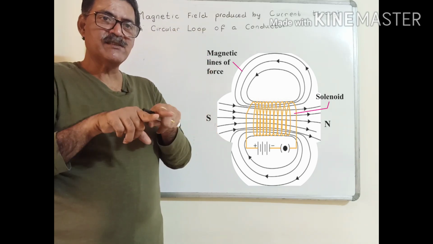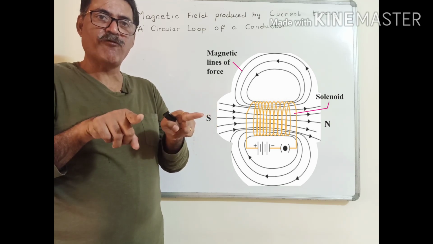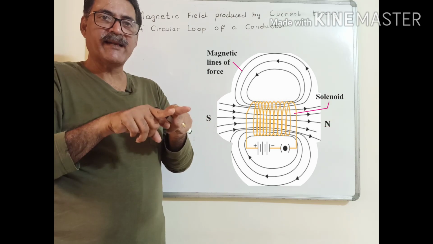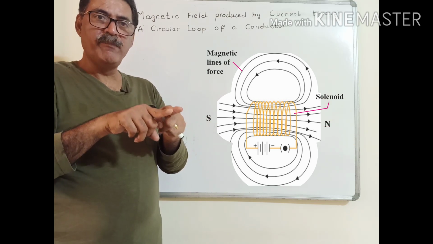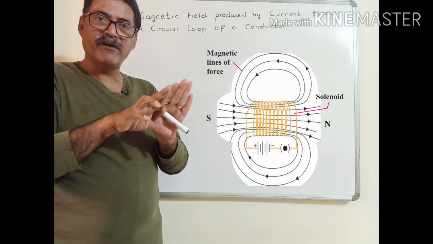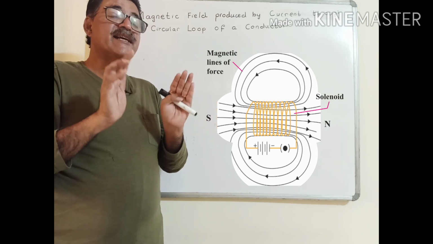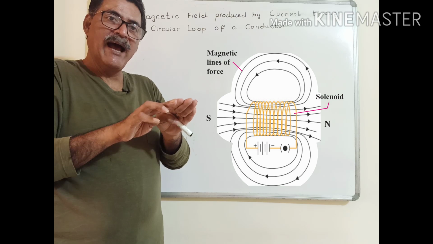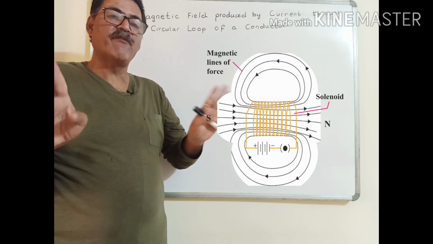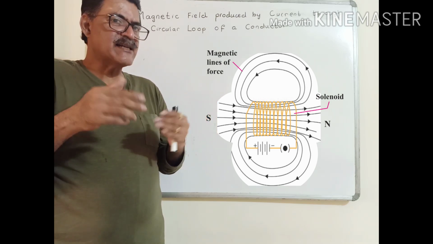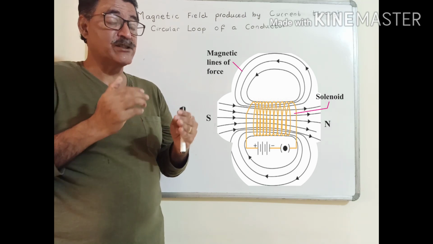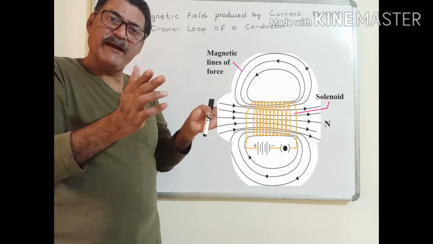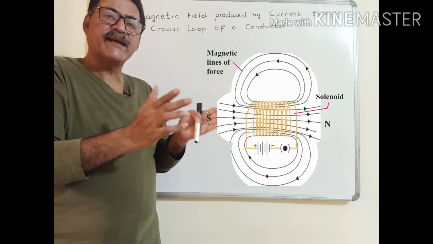What are the properties? You will find that these magnetic lines of force start on the north pole and end on the south pole. These magnetic lines of force will be parallel to each other, and they will never intersect each other. Then these magnetic lines of force are more crowded near the solenoid and less crowded as you move away from the solenoid. These are some of the properties of magnetic lines of force of a solenoid and a bar magnet, because both of them have similar magnetic lines of force.